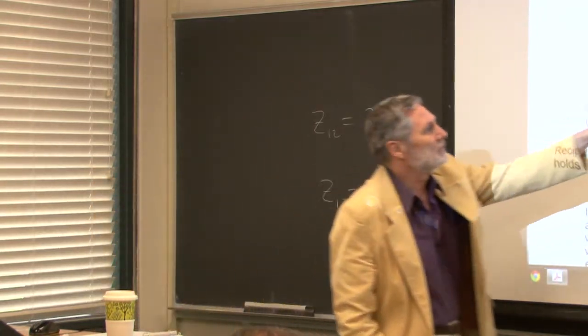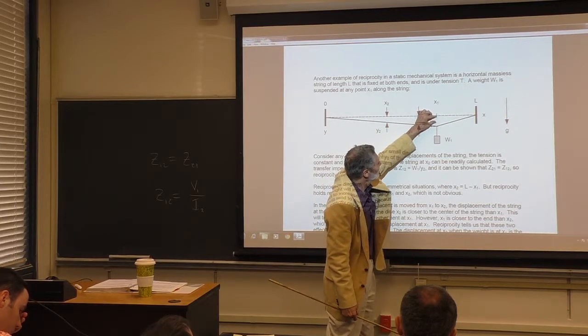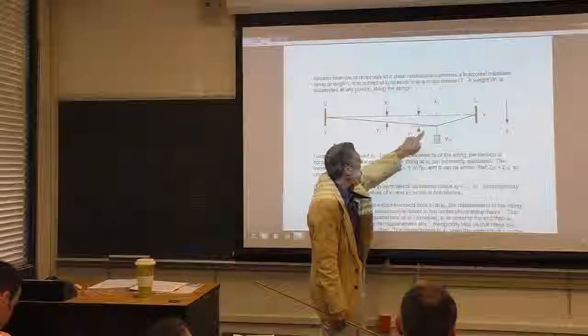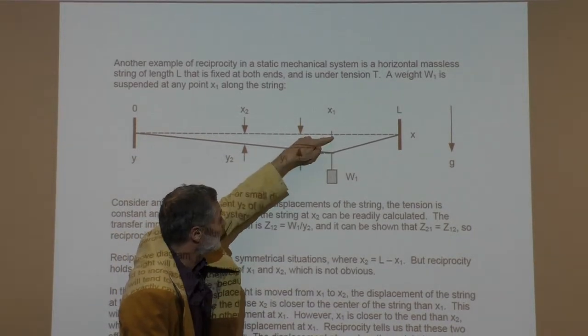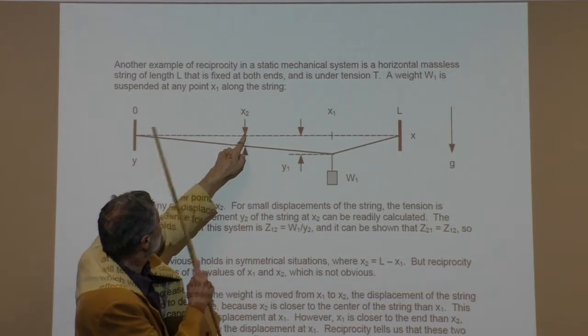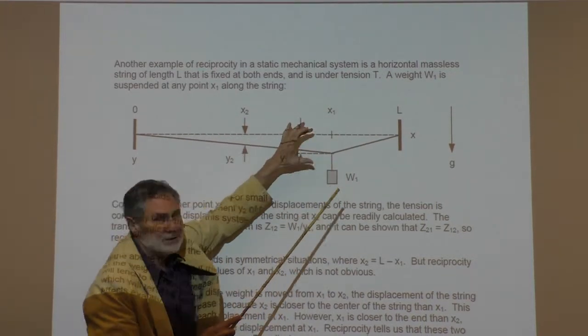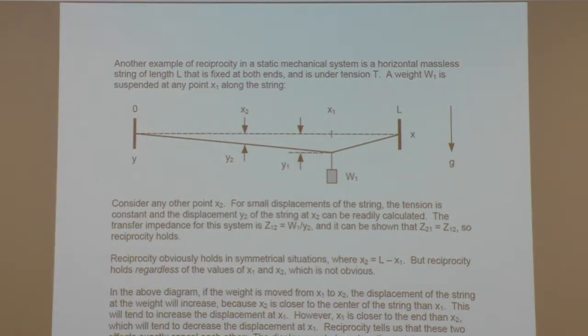So when you move the weight over here, this distance right here, which the reciprocity tells us will be the displacement there when you move the weight over. When you move this over here, you're going to get a tendency for this to be bigger. But the fact that this is closer to there than this point is, this point is farther away, that's going to tend to reduce the displacement. They exactly cancel each other. Not obvious.